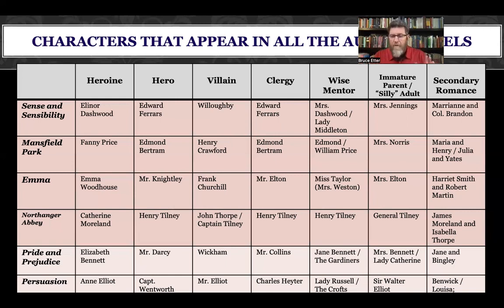And then you've got these goofballs who should be at that stage in their life. Mrs. Jennings, Mrs. Norris is awful. She is so incredibly self-absorbed. Mrs. Elton. And then General Tilney. He is a bad guy. He is a bad guy, you know? The Mrs. Bennet. Oh, look, I don't think that Mrs. Bennet is a bad person, but she's a silly adult. Right. And then we have all the wonderful secondary romances listed over there.